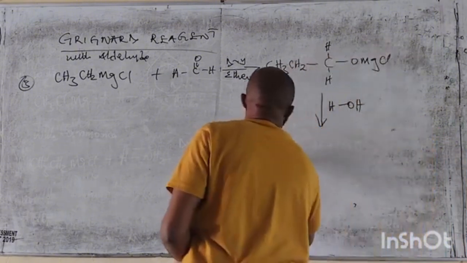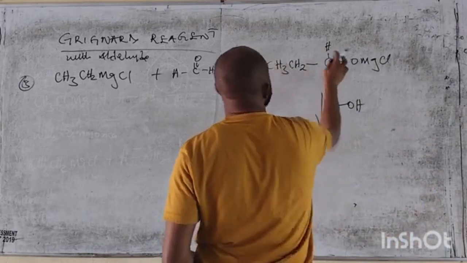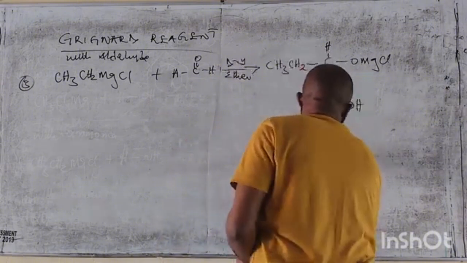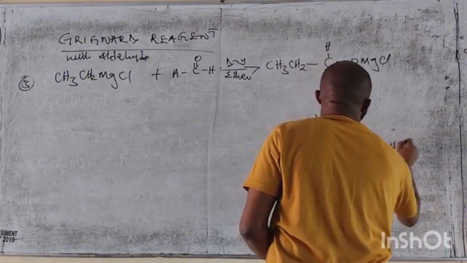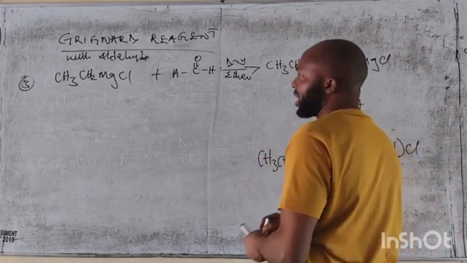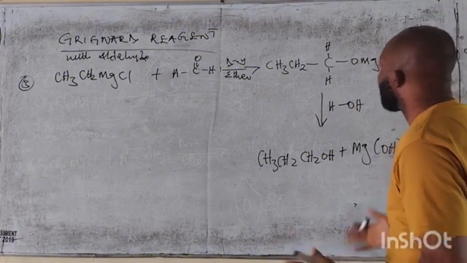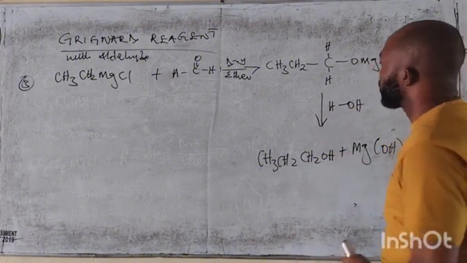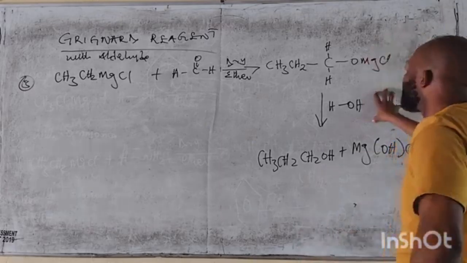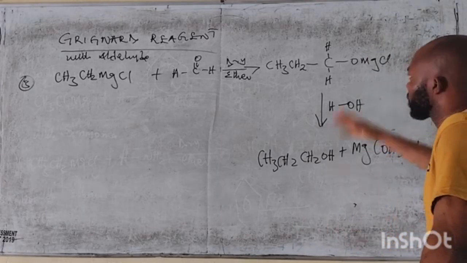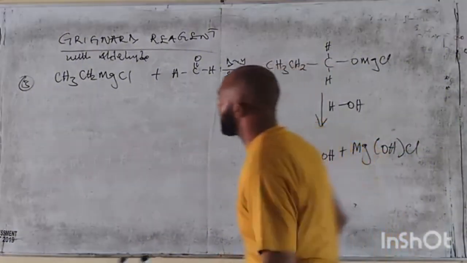So I now have CH3, CH2, CH2, which is this, OH plus MgOHCl. Now let me show you the mechanism. How do we get here? If we do not know the mechanism of action, everything here is meaningless. So we must all the time try to follow how the principles operate and how we get there. So let me bring out a shorter formula so we can show the mechanism.